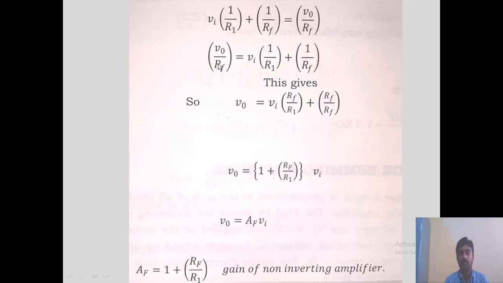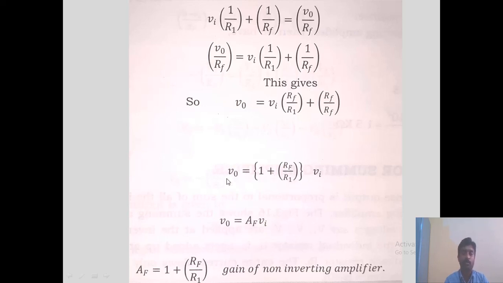This gives the expression for V0 as Vi into (RF by R1 plus RF by RF). RF gets cancelled, it becomes 1. So the final expression for V0 will be Vi times 1 plus RF by R1.